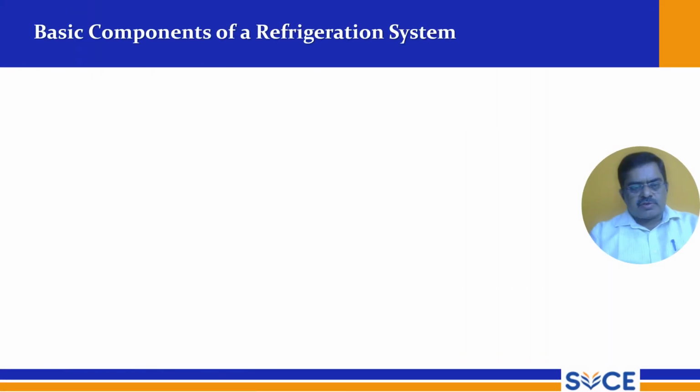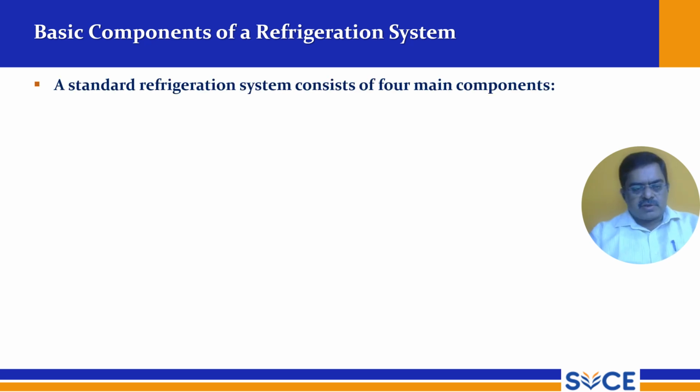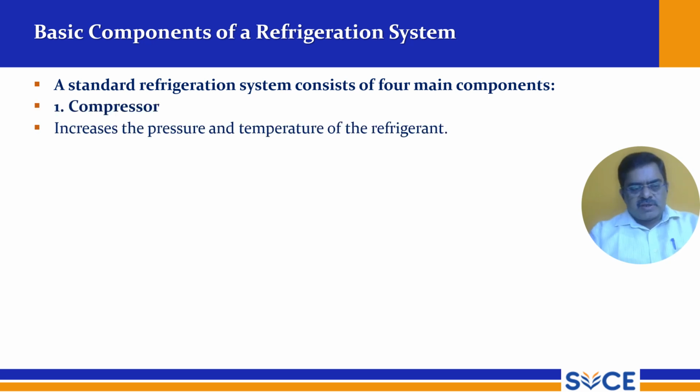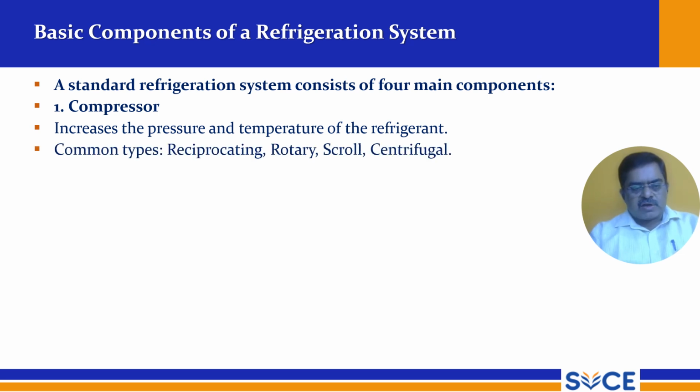So, basic components of a refrigeration system. The standard refrigeration system consists of four main components. One is the compressor. It increases the pressure and temperature of the refrigerant. Common types are reciprocating, rotary, scroll, centrifugal, and there are other types of compressors. We are going to see them elaborately in the later units on compressors.